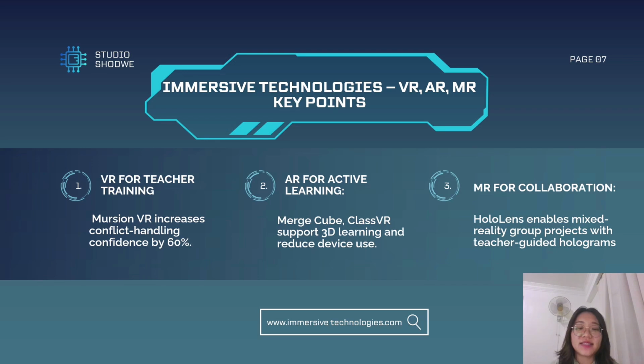The second one is AR for students. AR tools can let students touch 3D models, and the class VR can take them on a trip, such as to Mars. In Japan, schools use VR simulated no-phone classrooms, and the real phone use dropped by 28%.